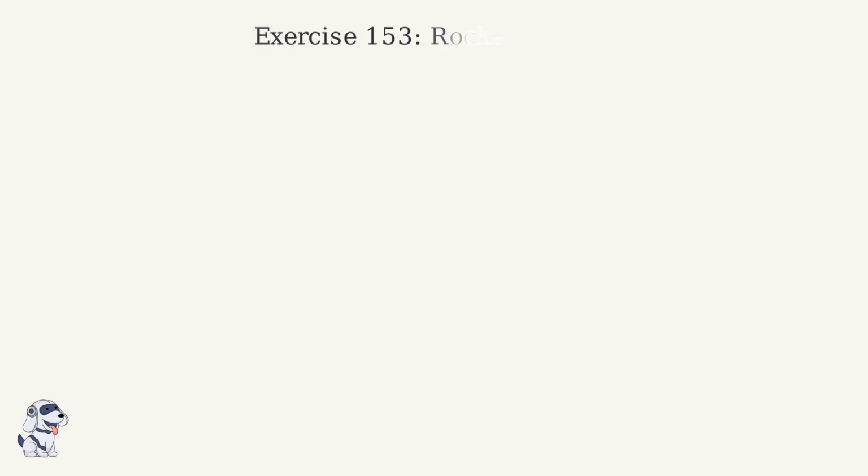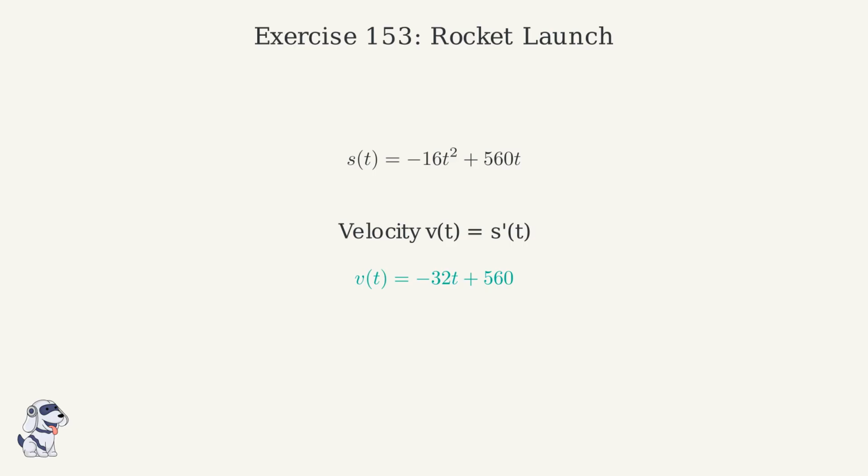Let's look at a rocket launch. The position of our rocket is modeled by the function s of t equals negative 16t squared plus 560t. To find the velocity, we take the derivative of our position function. Using the power rule, we get v of t equals negative 32t plus 560. Now, let's find the velocity exactly 3 seconds after launch. Plugging 3 in for t gives us negative 96 plus 560, which equals 464 feet per second.